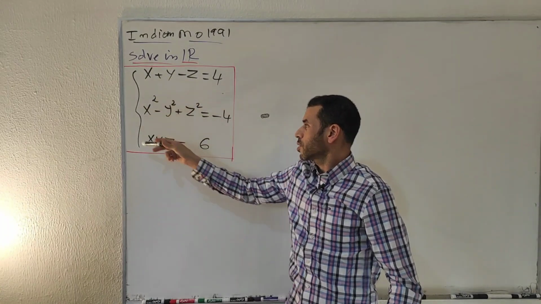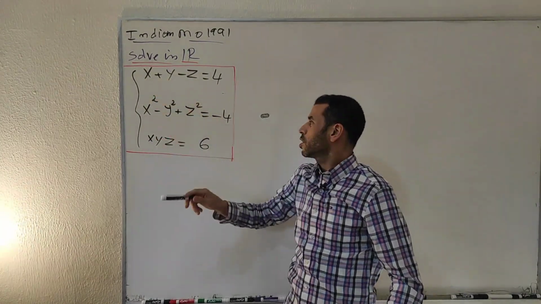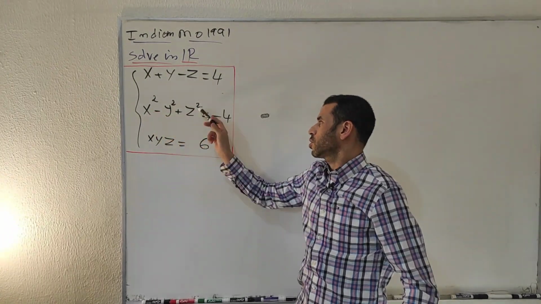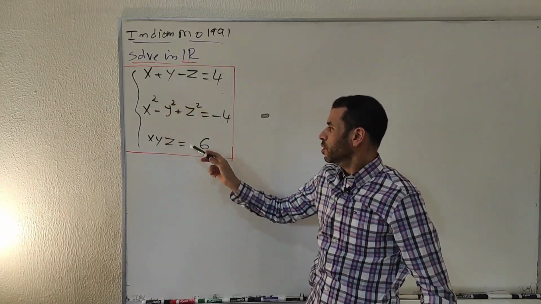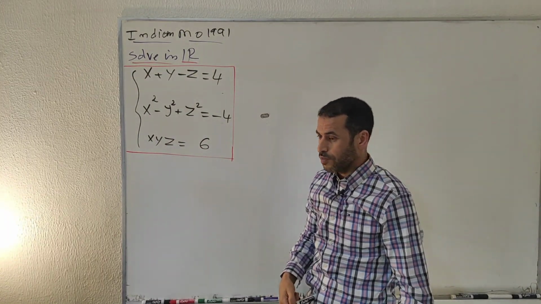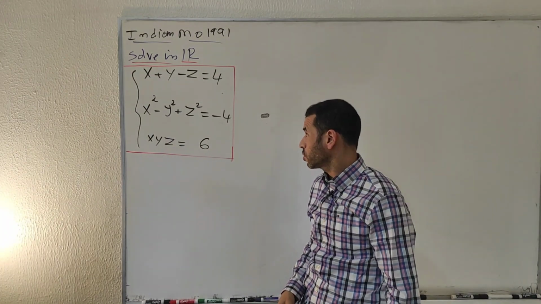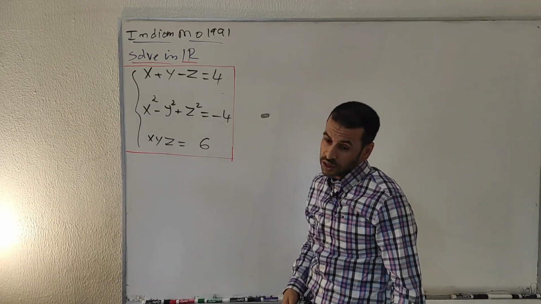So we have three parts of these equations. The first part is linear. The second part is a quadratic form. The last one is the product of these variables. In fact, this system looks easy to solve, but isn't. It has a special trick.